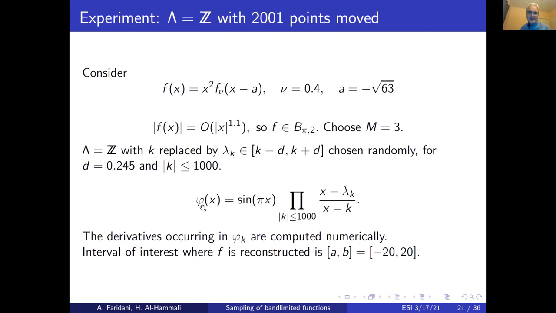And the resulting canonical product is the canonical product for the integers times the correction term that accounts for the places that have been moved. So the x minus k in the denominator divides out the zero of sine pi x that we no longer need, and the x minus lambda_k in the numerator puts in the new zero that we want. Now the derivatives, which we need to get the Lagrange interpolating functions phi_k, we need phi prime of lambda_k, those are computed numerically. We again do reconstruction in the interval minus 20, 20.